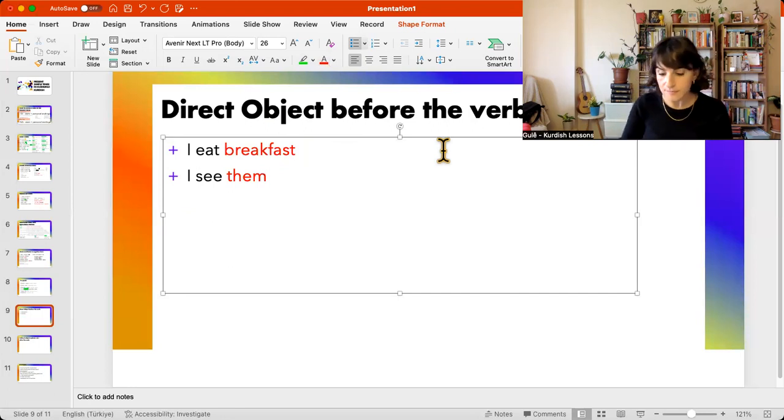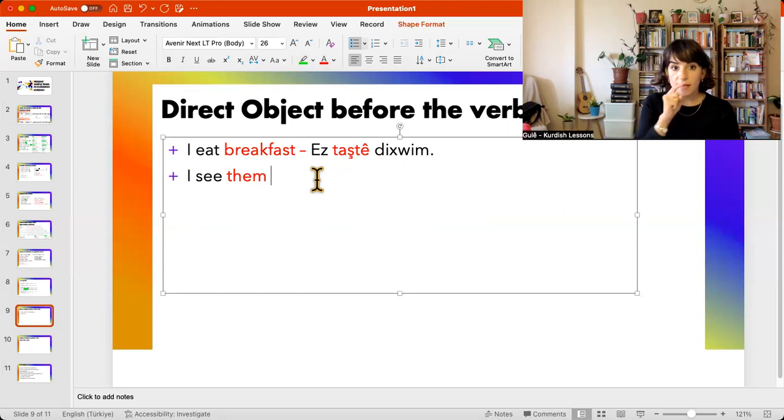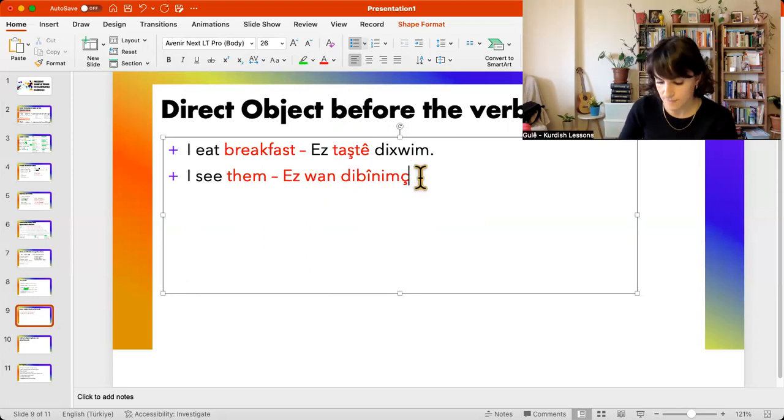Direct object. But in Kurmanji, the rule is different. It says the direct object is before the verb. So as "tashte dkhum." Okay? So the object is before the verb, as "tashte dkhum." In English, I eat breakfast. It's after. So "I see them" will be "as wan dibinim." As wan dibinim.